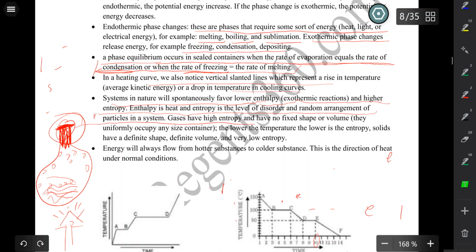We talked about how entropy is the random arrangement of particles. Another thing you should know, and we'll talk more about this when we get to thermochemistry, is that energy will always flow from hotter substances to colder substances. So let's say you have a hot container here that contains a lot of hot food, and you put that next to a cup of water, or maybe a can of Pepsi. Eventually your can of Pepsi will get a little warmer, because the heat flows from the hot food into your Pepsi.